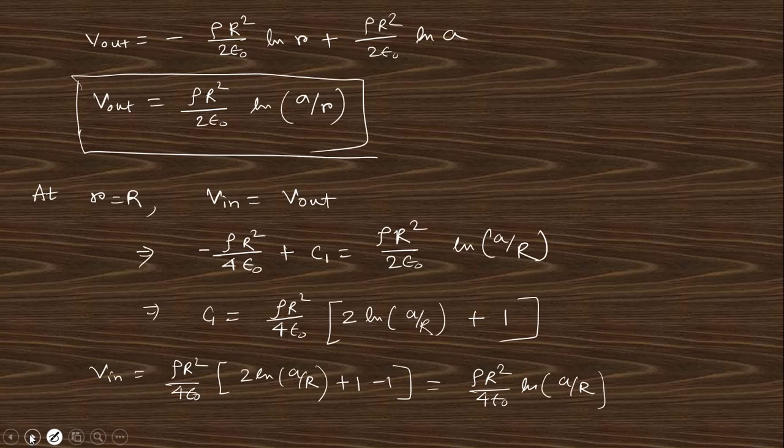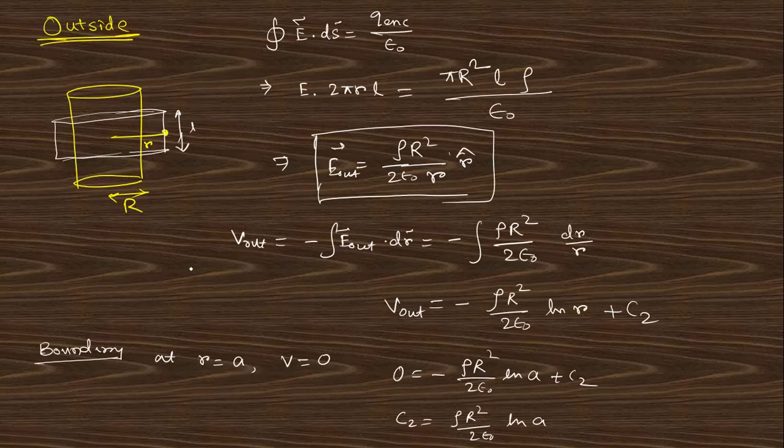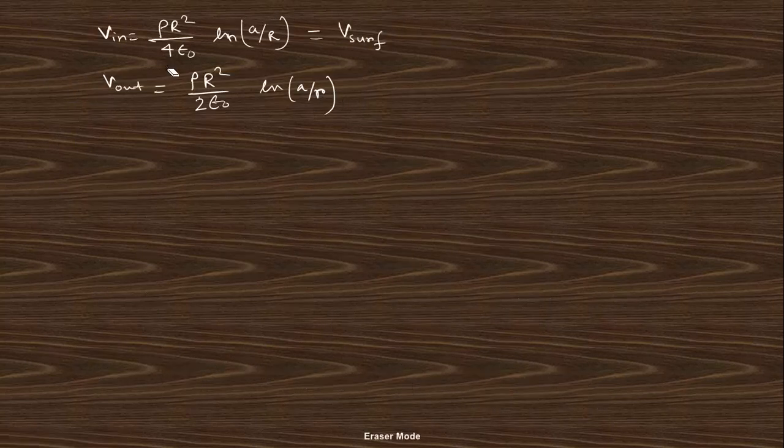Okay, this 2 cancels out, this will be 2. No, not 4, 2. That's it. Okay, so we can draw the curve for this potential, R and V.